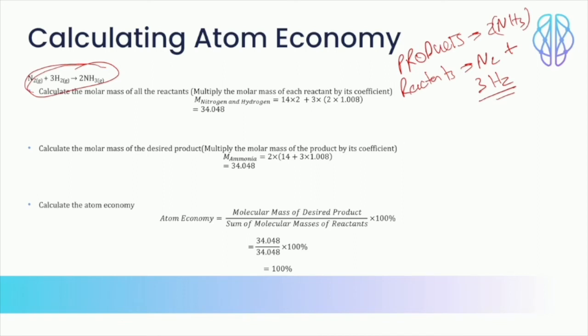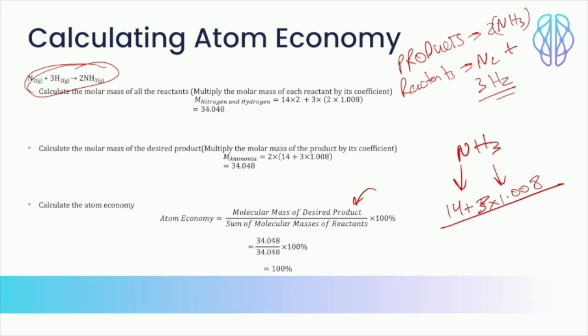So as always, we can start with the top. So the molecular mass of the desired product. Our desired product is ammonia. If you look at your periodic table, ammonia has 1 nitrogen and 3 hydrogen, right? Nitrogen has a molecular mass of 14. Hydrogen has a molecular mass of 1.008. You have 3 of the hydrogen, so you need to multiply 3 of those 1.008s. You add those two together, and you should get a number.